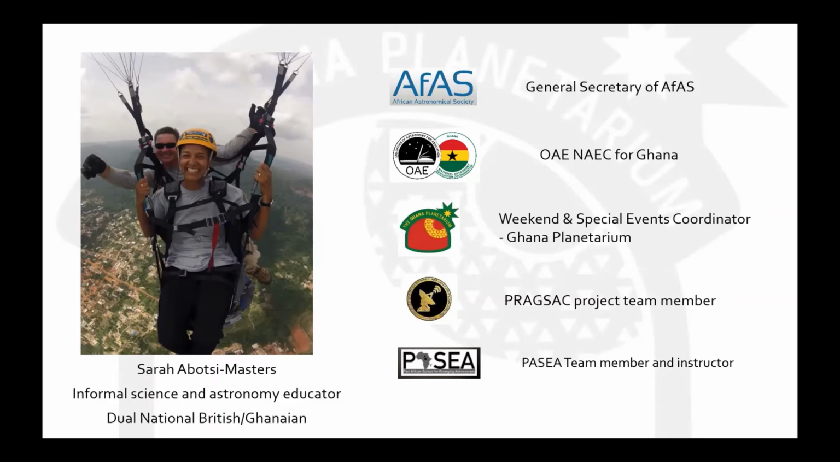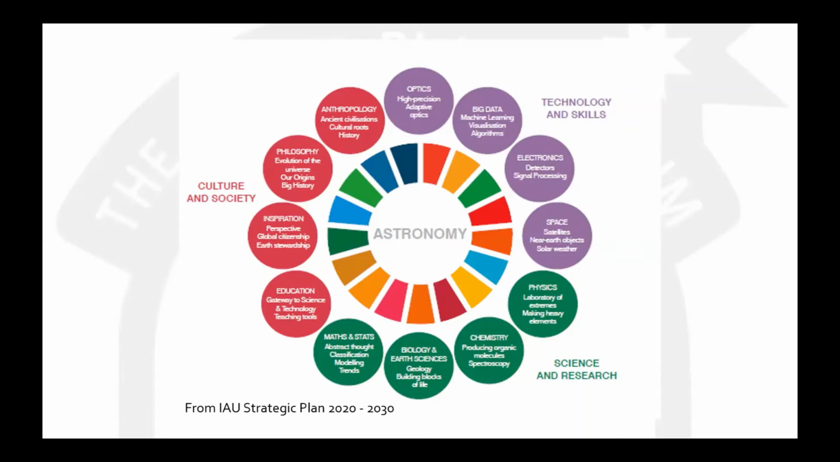Before we go on, I just wanted to show this picture. This is one that I really like showing. Sometimes I think people think of astronomy as that slightly weird niche subject. This image from the International Astronomical Union shows how astronomy encompasses so many other subjects, from optics and computing and electronics to physics, chemistry, biology, and then the social sciences as well, anthropology and philosophy and global citizenship and things like that.